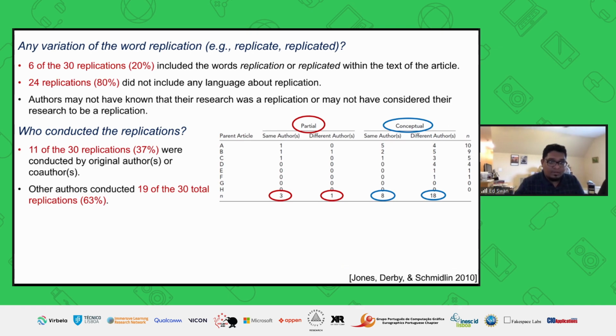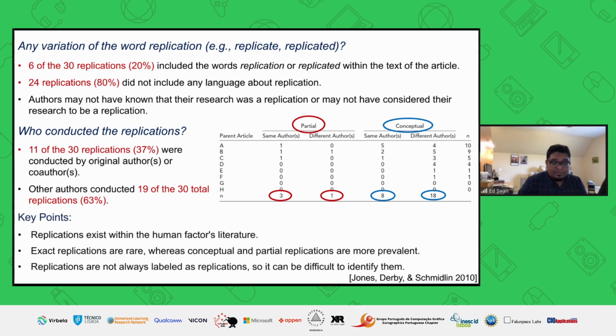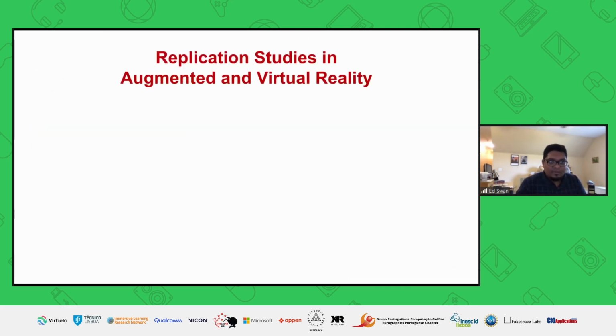So the key point here is that replication exists in human factors research, and exact replications are rare. They only found conceptual and partial replications. And you don't always find that a replication paper mentions that they're doing a replication. So it is challenging that you need to identify the replication work. Any questions on that?